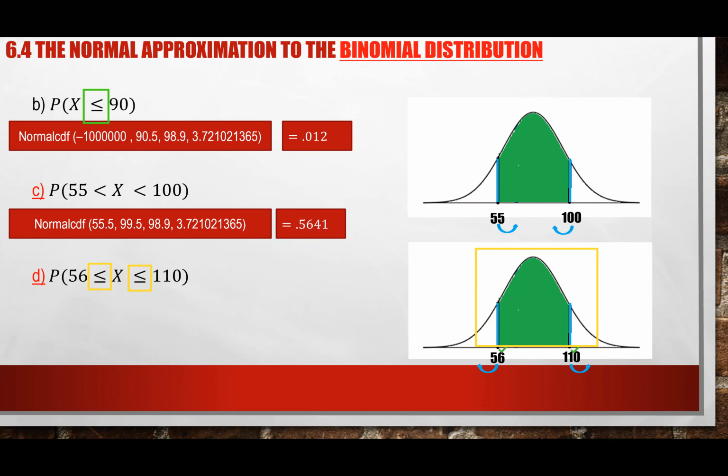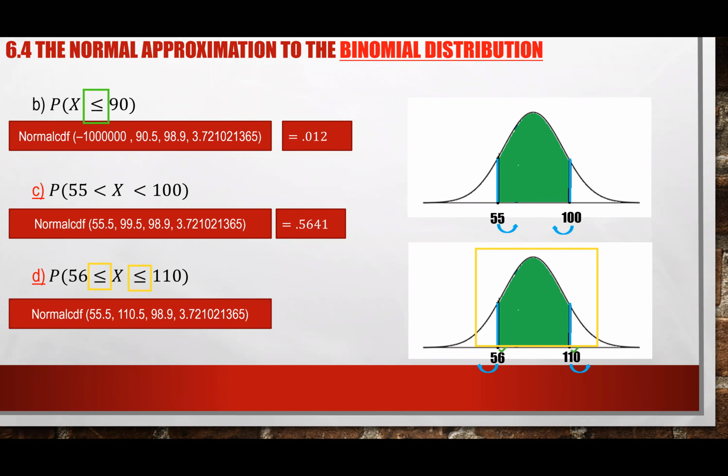At 56, if I move it to the left, I end up with 56 minus 0.5, which gives me 55.5. At 110, I need to move to the right, and to move to the right, I need to add 0.5. That's why I have 110.5. My mean and my standard deviation are the same. And again, the feature from your calculator is the same, which is the normal CDF.